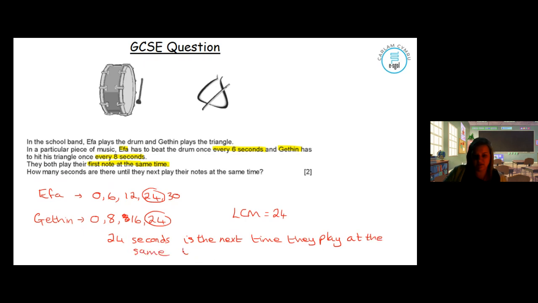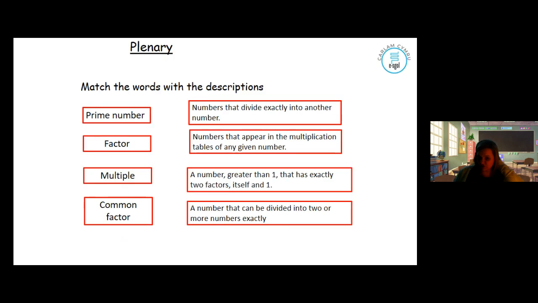Okay then, so we've covered 5 key topics there, and a couple of the GCSE questions towards the end as well. To finish off, there's a task again you can pause the video for. It's a quick matching task where on the left hand side you have a statement: prime number, factor, multiple and common factor. On the right hand side we have a definition, and it's a case of matching them up. I'll give you a few seconds to pause the video, and then I'll quickly go through those answers to finish off.